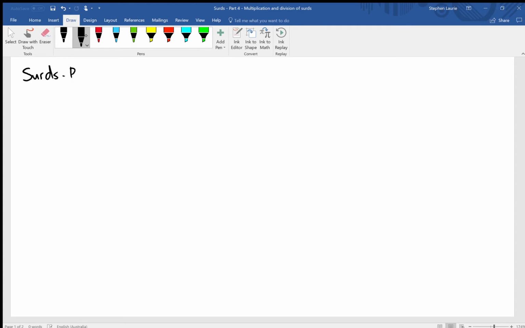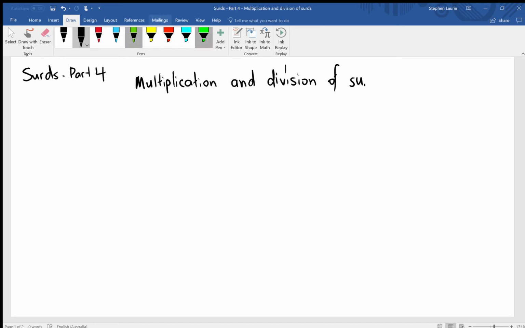Now today we don't actually have any theory notes as such, we're just going to be jumping straight into some examples. And our examples are on multiplication and division. The reason we don't have any notes as such is because we can use the rules that we've already seen earlier in the topic.